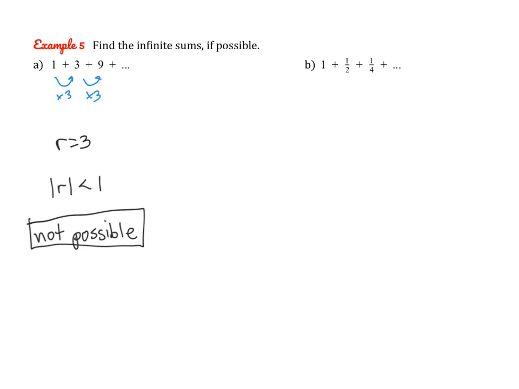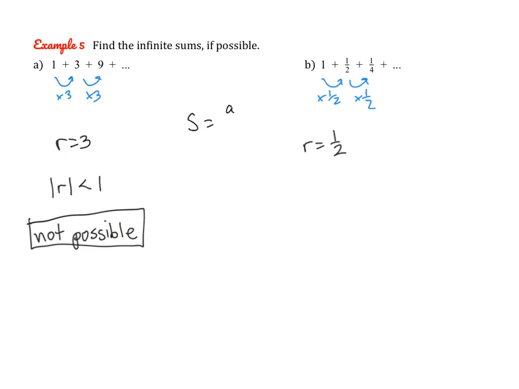Now let's look at part B. So here, let's check to see what our common ratio is. We're doing times 1/2, times 1/2. So we can see that our common ratio is 1/2. And the absolute value of 1/2 is less than 1. So this actually works. We can find this infinite sum. So we're going to use that formula.